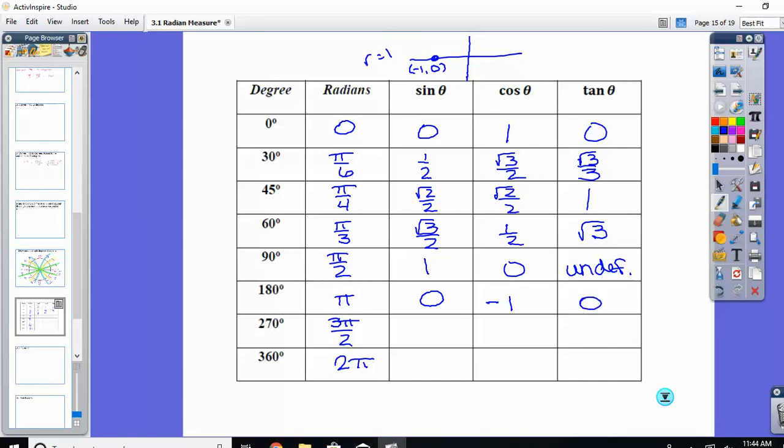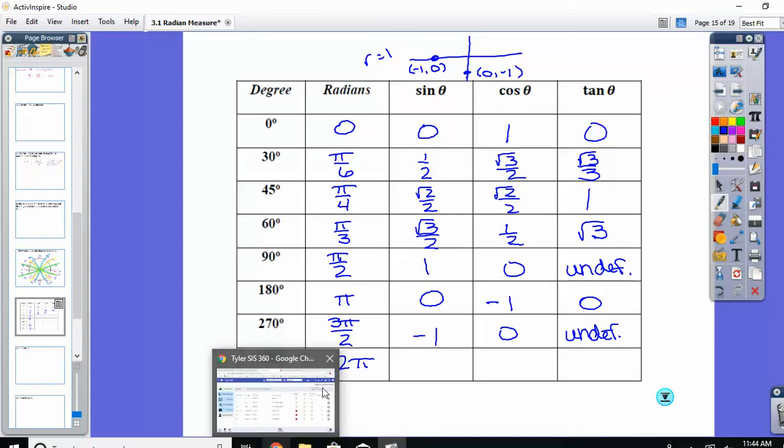Okay, if I asked you about 3 pi over 2, that's down here. So this point would be 0, -1. So sine y over r, -1. Cosine x over r, 0. Tangent y over x, undefined. And last one, 360. That's the same as 2 pi, which is the same as 0. So it's the same as that top row.